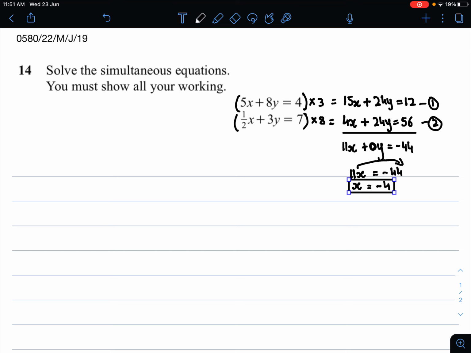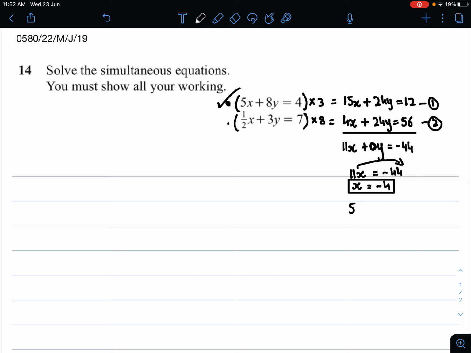Now let's move on to finding y. It's really easy to find y from this step. All you need to do is pick an equation and substitute x as minus 4. Let's pick the first equation in this case. You can even pick the second equation, that is this, but I'm going to go ahead and choose this one.